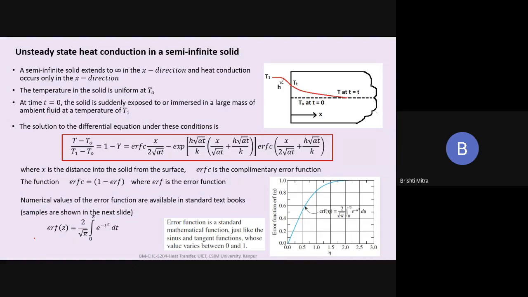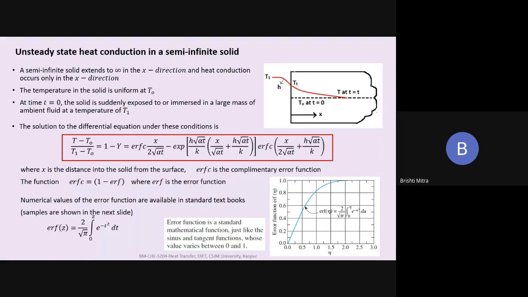Next comes the unsteady state heat conduction in a semi-infinite solid. So what do you mean by semi-infinite solid? If you look at this picture, you will see that there is a perfect end to this side, and here I put an end which we do not know where it ends. So it is infinitely long in this direction, the x direction.